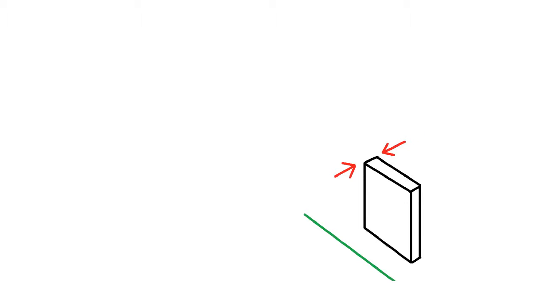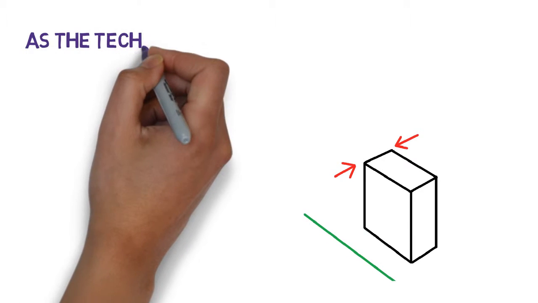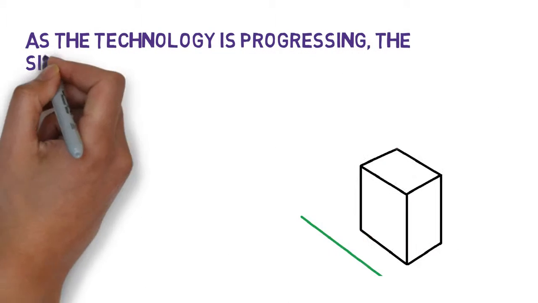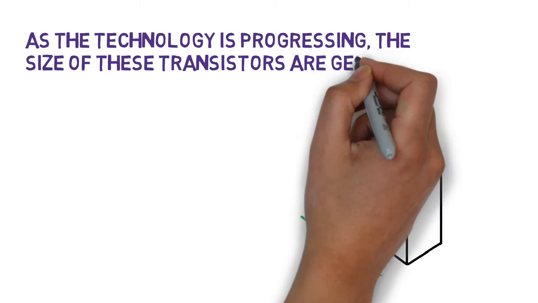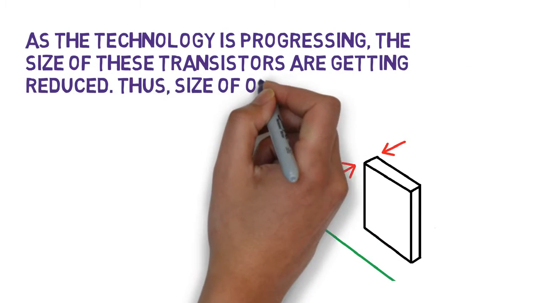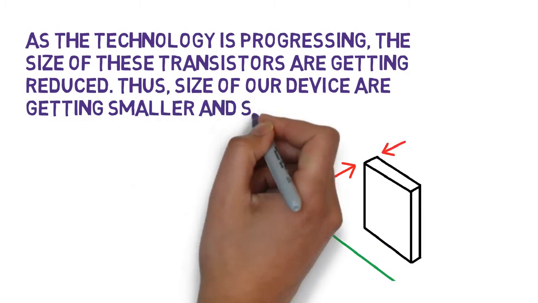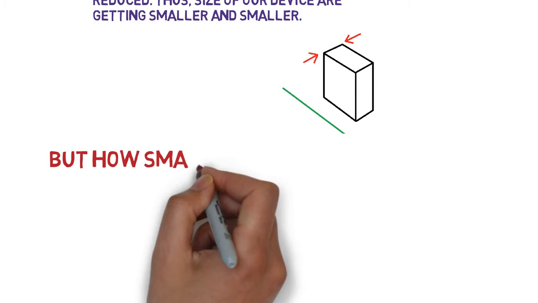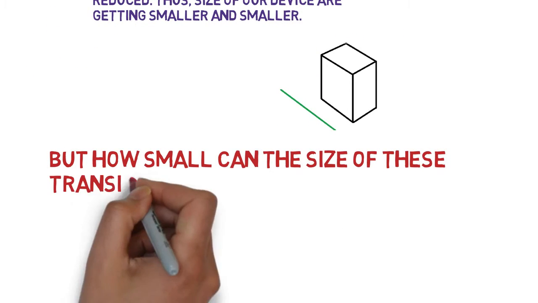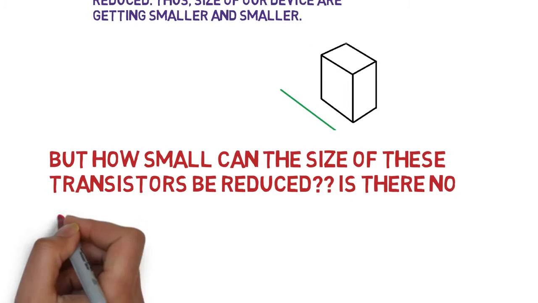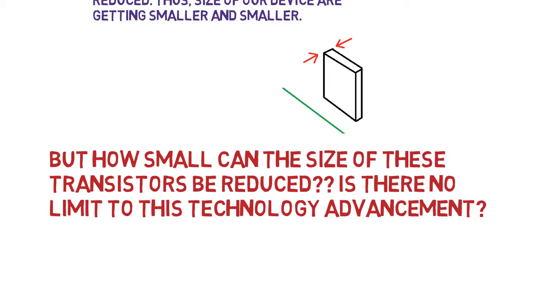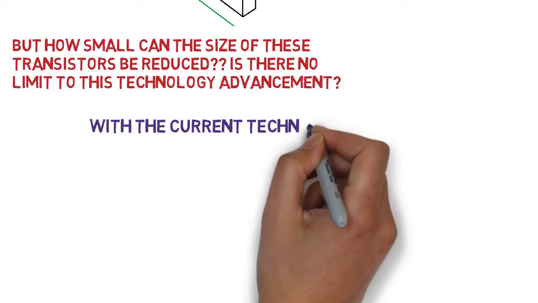As the technology is progressing, the size of these transistors is getting reduced. Thus, the size of our devices is getting smaller and smaller. But how small can the size of these transistors be reduced? Is there no limit to this technology advancement?